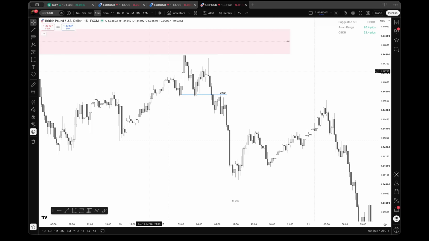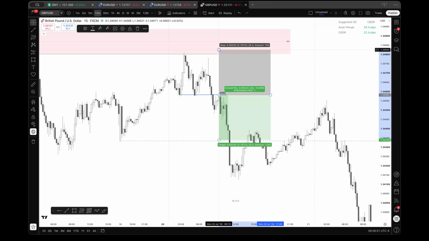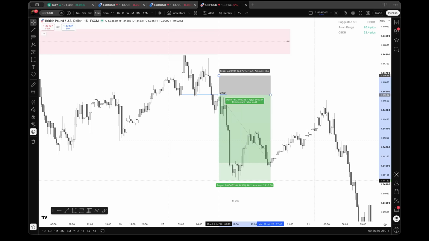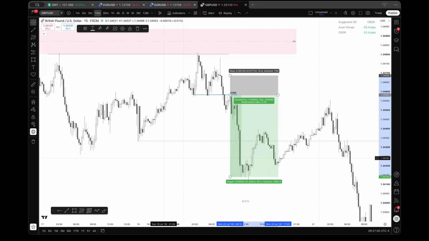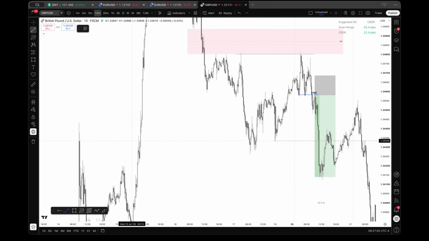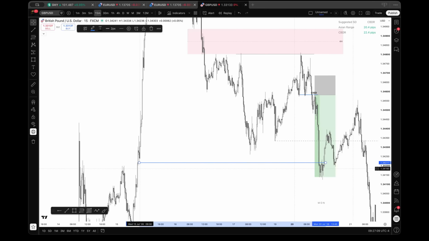What we would wait for here is a tap back in on the change in the state of delivery. You could set your stop loss above the high or above this 50-minute gap here, and then you would target opposing liquidity. So here we have some down here, which would be Wednesday New York AM from the previous week.